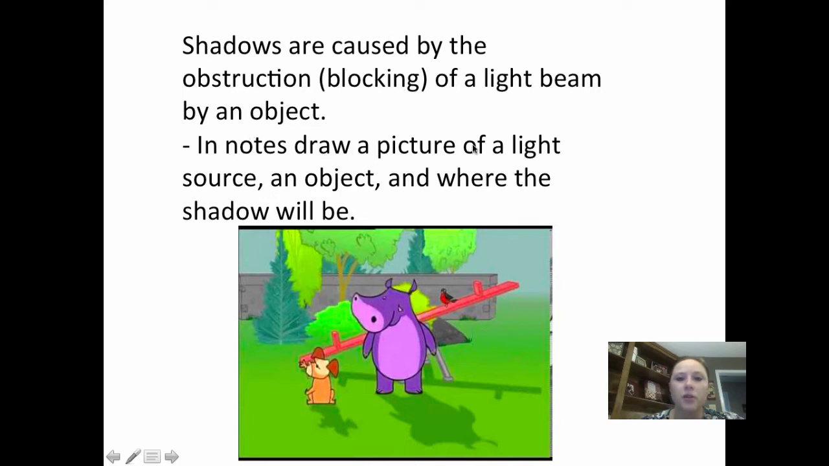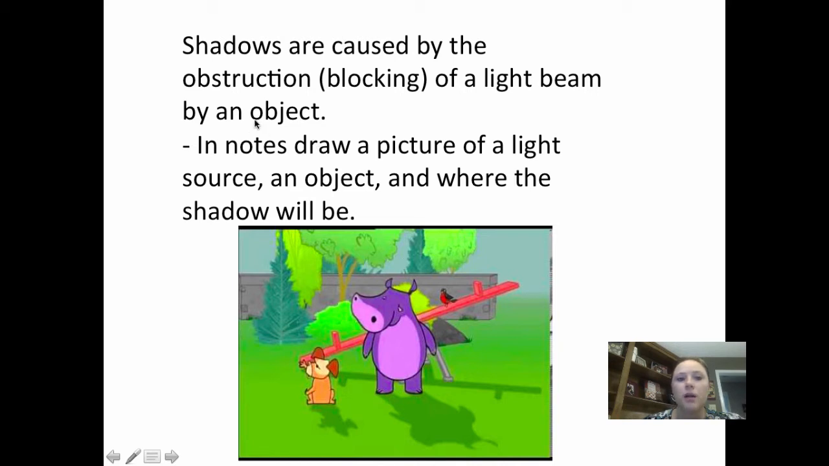And then you're going to draw a picture of the light source, an object, and where the shadow will be, so that we can kind of get an idea. Obviously, if you look at this picture, where would the sun be? Is the sun here? Or is the sun up here? And how do you know that? Okay, so those are questions you're going to ask yourself. I will tell you, if you still have a question about that, the sun is actually back here because the light source has to come down and be blocked in order to create the shadow. So the shadow is going to be on the opposite side of where the light source is.